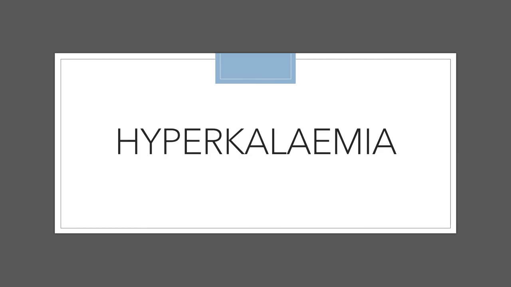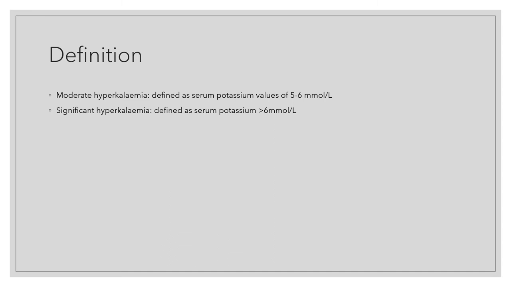So now we've finished with sodium, and let's look at hyperkalemia. So for hyperkalemia, the definition I've grouped into moderate and significant hyperkalemia. Moderate is when the potassium value is between 5 to 6, and significant is when the potassium value is greater than 6.